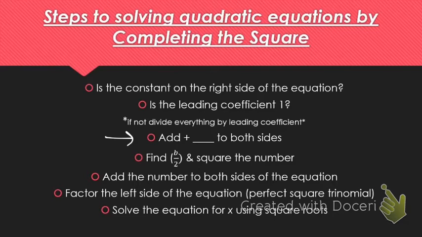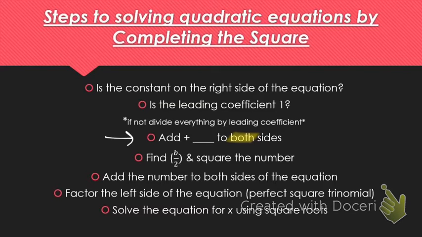Look at step number 1. Add a plus and a blank to both sides. Now that's the only difference, okay? I want you to highlight the word both. Since we now are working and solving an equation, there's an equal sign, right? So there's 2 sides. What you do to one side, you have to do to the other. So we're going to add that plus and that blank to both sides of the equation.